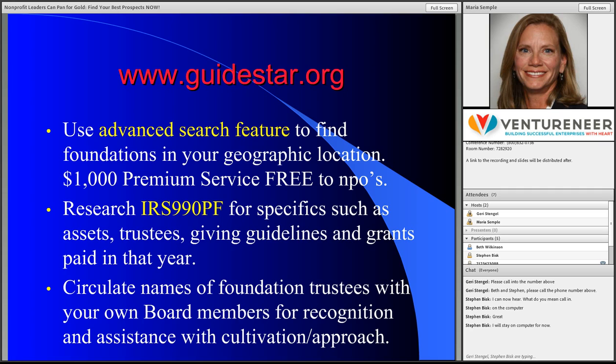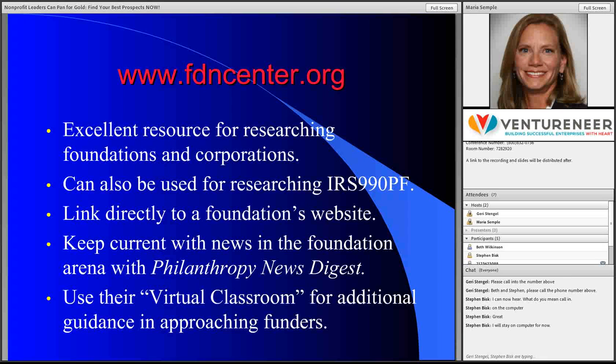Now, one of the resources that you can use for foundation research is GuideStar. So hopefully all of you are already using this, but what I want to point out is that they have an advanced search feature, their premium level of service, which costs the average person, Jerry or I, $1,000 to use, but it would be available to you and your nonprofit organization for free. And I'm going to tell you how to do that.